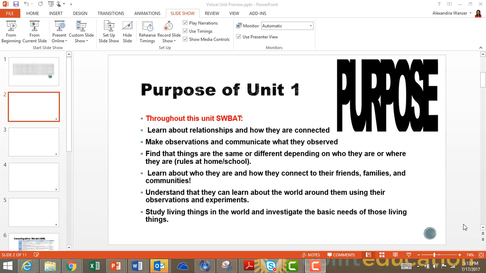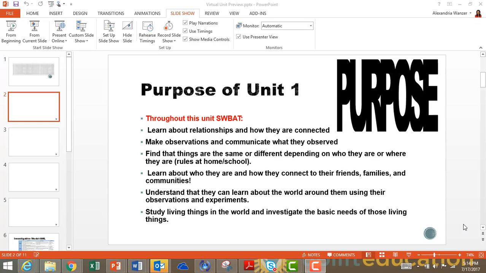All right, so we're going to first start with going over the purpose of Unit 1. So the purpose for this unit is for scholars to learn about the different relationships and how the relationships make up who they are as individuals. So the relationships with their families, relationships with their friends, relationships with classmates, teachers, things like that.